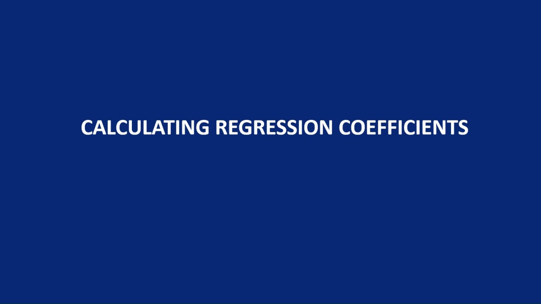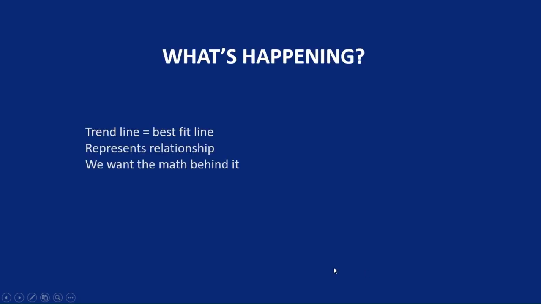Let's go deeper into Power BI and actually calculate the coefficients behind the trend line. You often see a trend line on a scatter plot, but have you ever wondered how to get the actual equation behind it? When you add a trend line, Power BI creates a best fit line. It represents the relationship between variables, but it doesn't show you the math directly. So we want to extract that math ourselves.